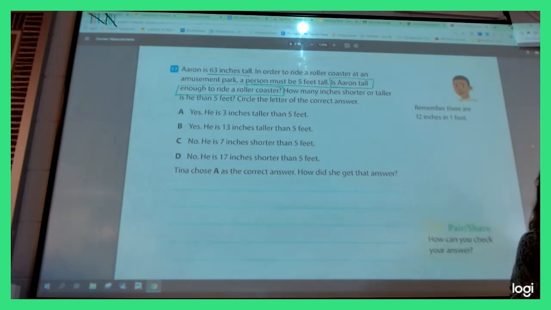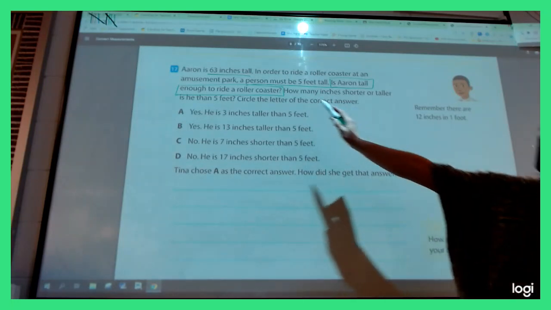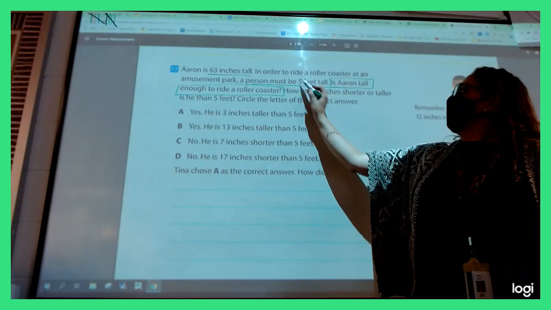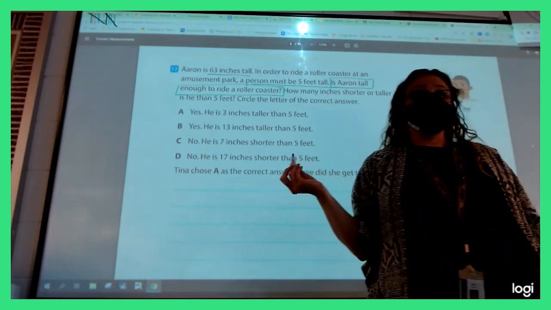Or what else could we do instead? Emma? You could do 63 divided by 12. Yep, so we could do 63 divided by 12. But right off the bat, I'm thinking that doesn't work out evenly. So Noah, what else could we change instead? 12 times 5. Oh, so instead of changing Aaron's inches into feet, which seemed kind of hard, we could instead say, well, how many inches is 5 feet? That's a little easier.